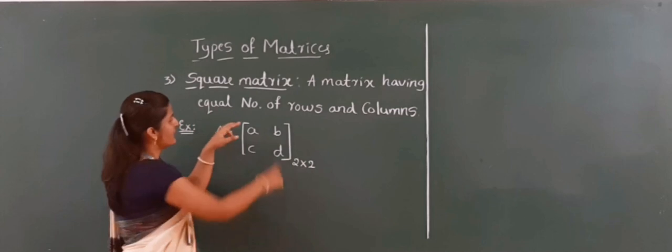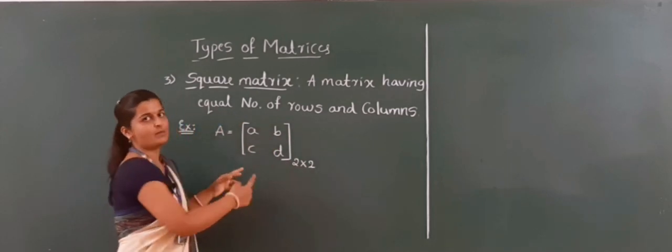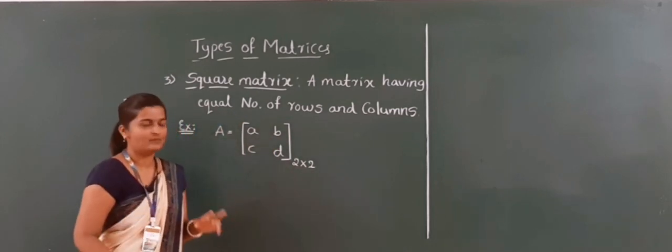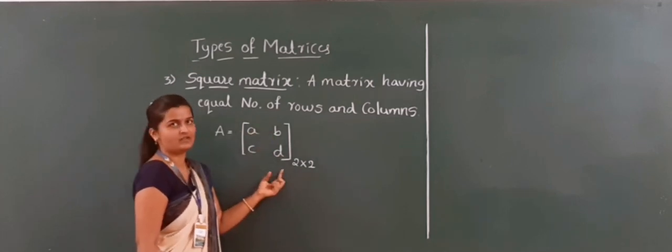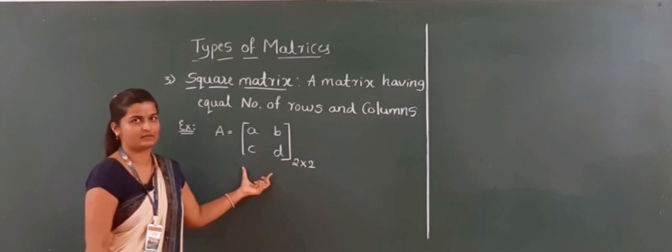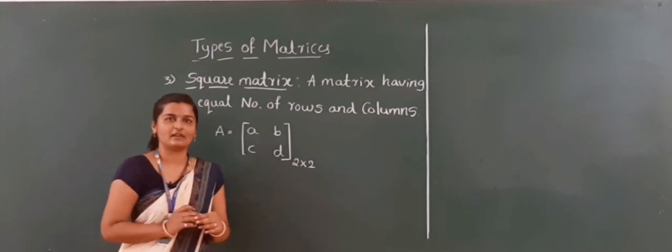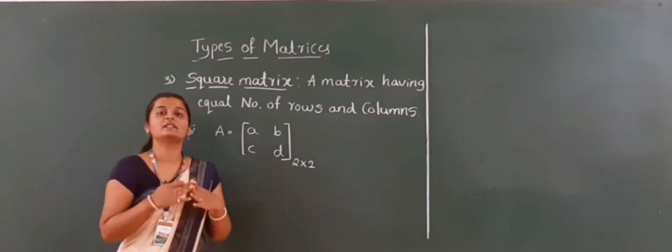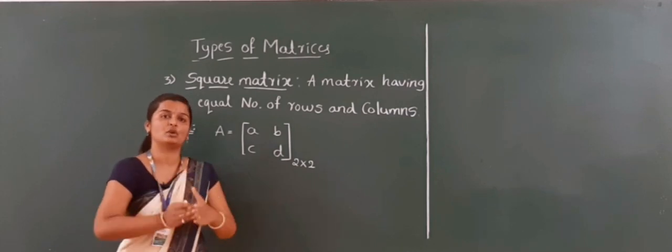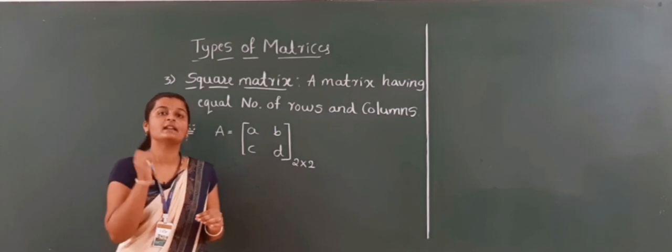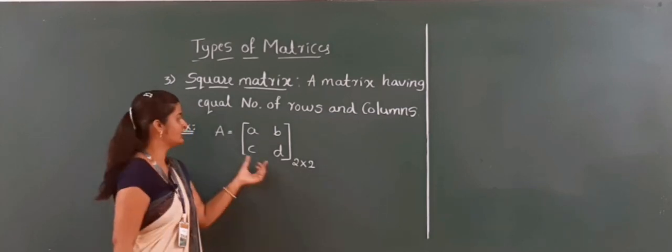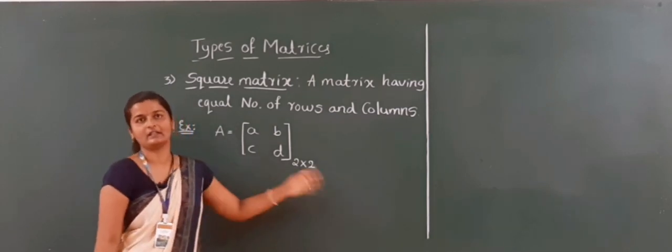So see here, somewhat this looks like a square. Our matrix is always in rectangular form, but in this case, it is in a square shape. That's why this is known as a square matrix. So what do you mean by square matrix? A matrix which has the same number of rows and the same number of columns. The number of rows and number of columns are the same, are equal. So this is the square matrix of order 2 by 2.